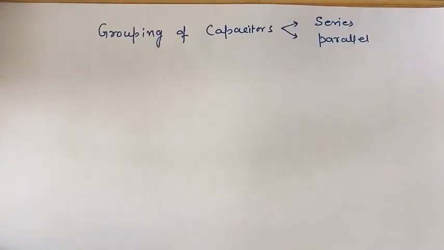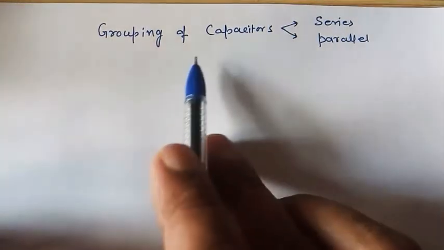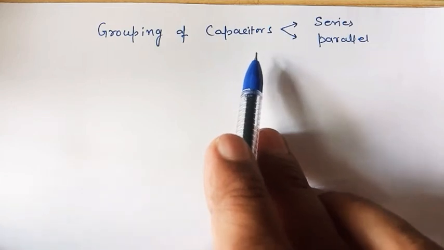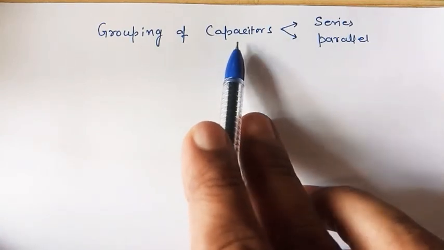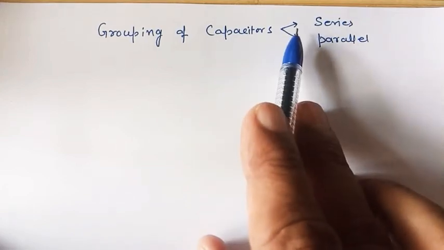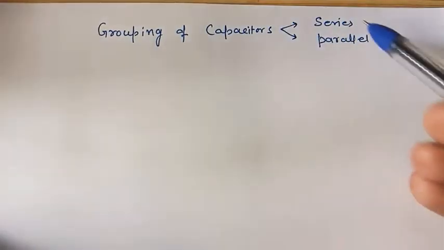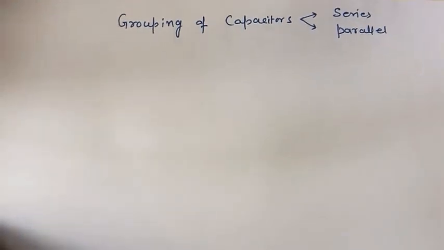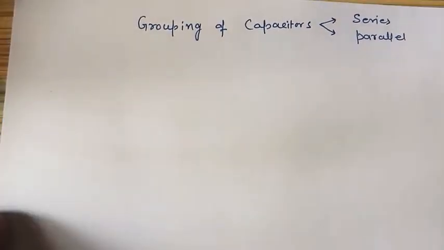Hello students, welcome. In this video we will discuss the grouping of capacitors and their capacitances. In practice we have only two ways of grouping the capacitors. First one is the series combination and the other one is the parallel combination. First of all we will discuss the series combination.